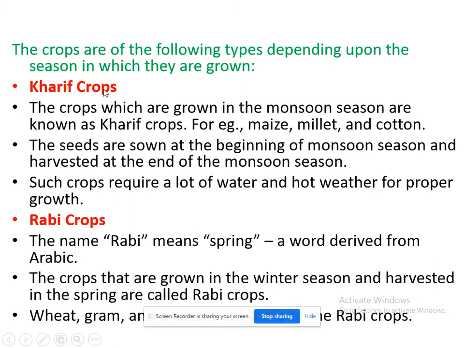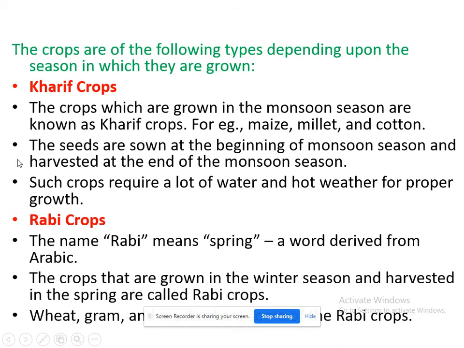First one is Kharif crops. So what is meant by Kharif crops? The crops which are grown in the monsoon season are called Kharif crops. So the crops which we are growing in monsoon season, such kind of crops we call it as Kharif crops. We can take example of maize, millets and cotton. There are so many examples which will come under Kharif crops. For instance, I have used here some examples like maize, millets and cotton.